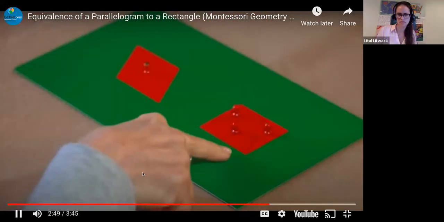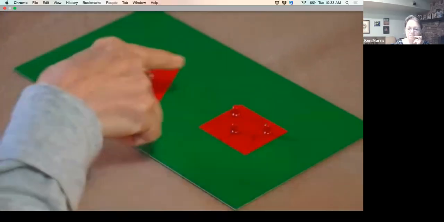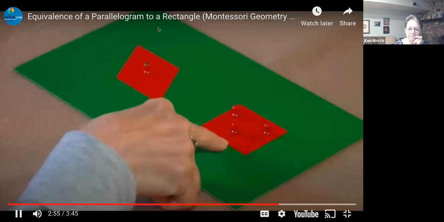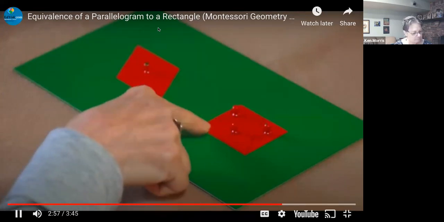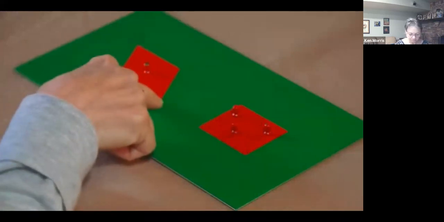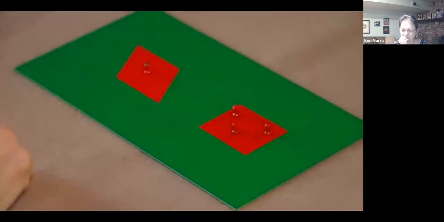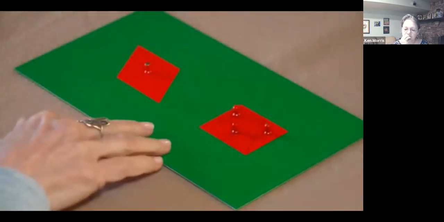We can also make a statement about the equivalence of the rectangle to the parallelogram. A rectangle is equivalent to a parallelogram when the base of the rectangle is equal to the base of the parallelogram and the height of the rectangle is equal to the height of the parallelogram.